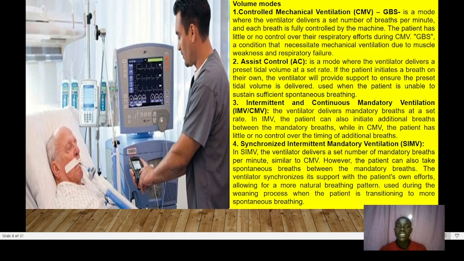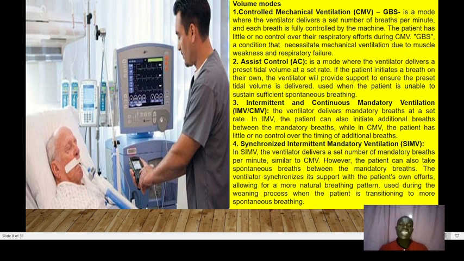Next, we have the assist control. AC, assist, it means the machine is assisting, guys, just from the word. In this mode, the ventilator is delivering a preset volume at a set rate. If the patient initiates a breath on their own, the vent will assist. The vent will provide support to ensure that the preset tidal volume is delivered. So AC is commonly used when the patient is unable to sustain sufficient spontaneous breathing. So the machine assists you.